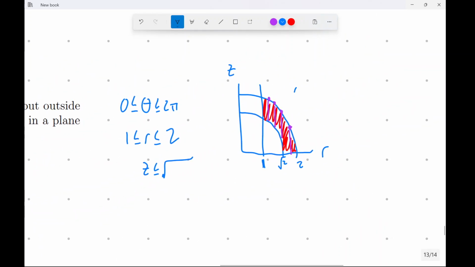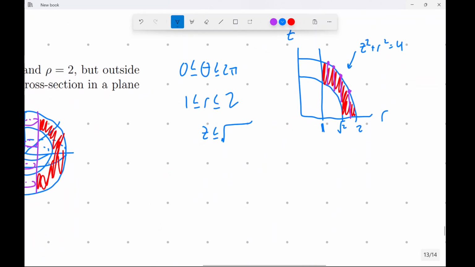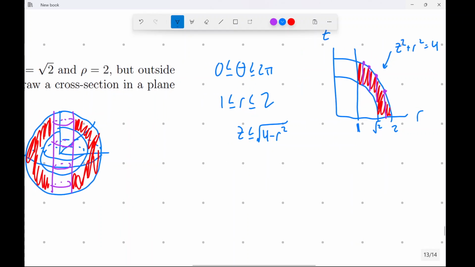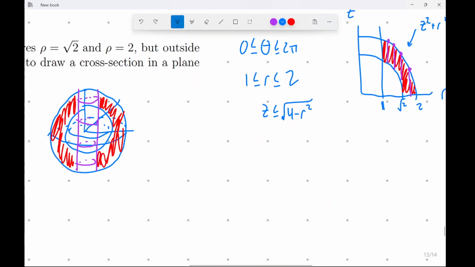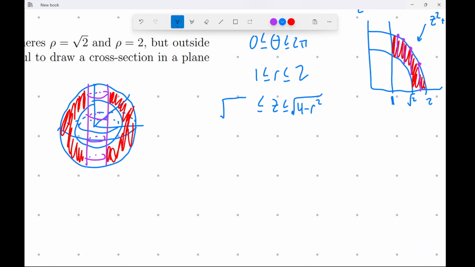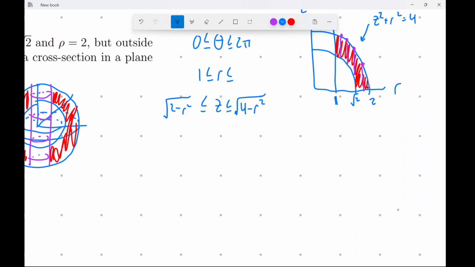So let's see, if this curve is Z squared plus R squared equals 4, then Z is going to be root 4 minus R squared. But the curve that's bounded below by changes when R is between 1 and root 2. So that's in this part of the region here. It's bounded below by the other semicircle, which can be root 2 minus R squared. But that's only when R is less than root 2.